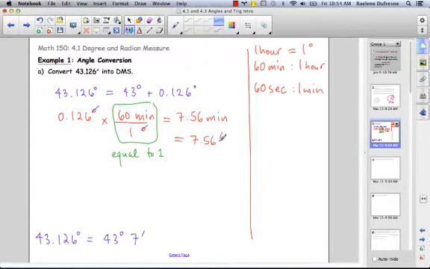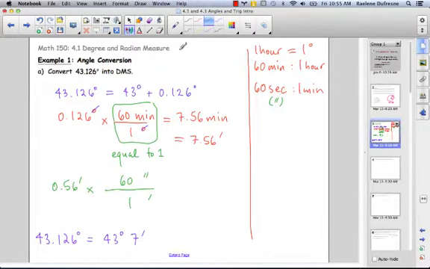Now what we have to do is take the 0.56 minutes and convert it into seconds. So we again multiply by a fraction that is equal to 1, getting rid of minutes and leaving us with seconds. And a symbol that we will use for seconds is a double dash. So how many seconds belong to how many minutes? Well, there are 60 seconds for every 1 minute.